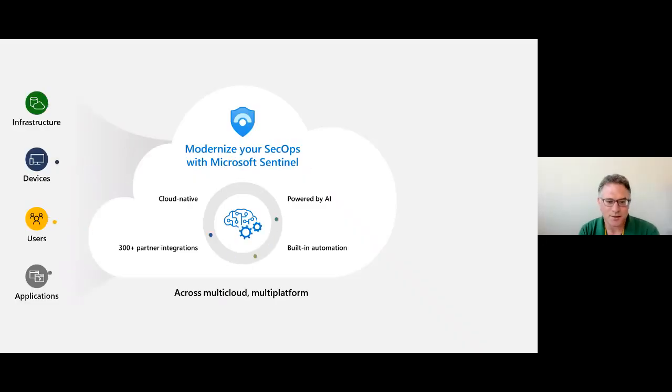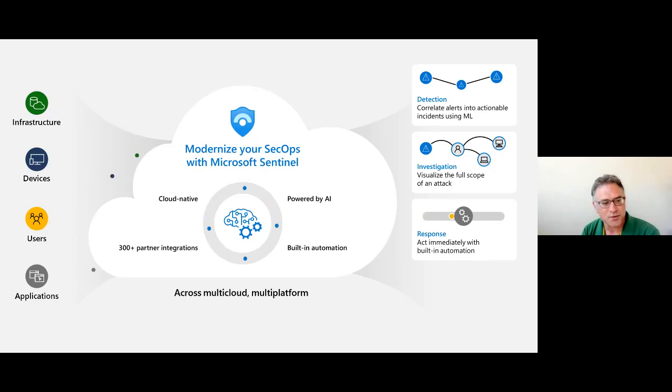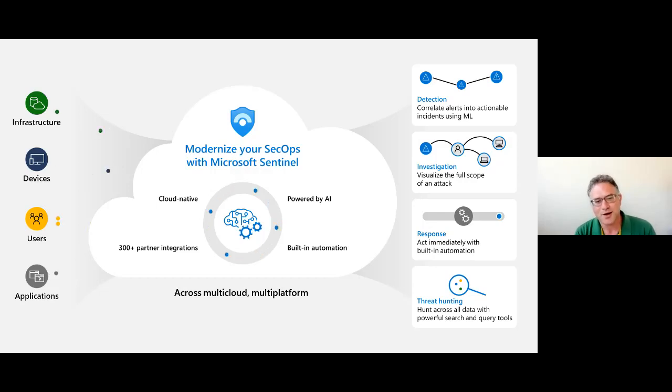So Sentinel is a cloud-based SIEM, a modern solution for security operations within any organization. It integrates to data sources from your infrastructure, devices, users, and applications. Those data sources include first-party data sources, like Windows virtual machines or Active Directory, but also integration to 300 different partners. So it integrates across virtually all the data sources that you have in your environment. And it allows you to connect, of course, to data sources outside of Azure, multi-cloud, multi-platform.